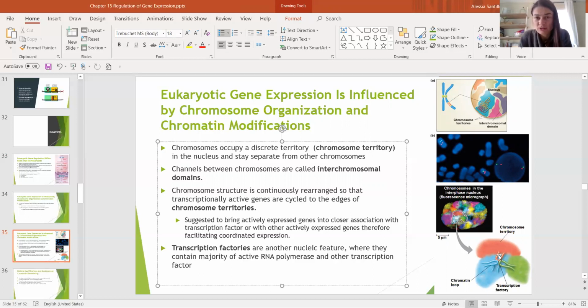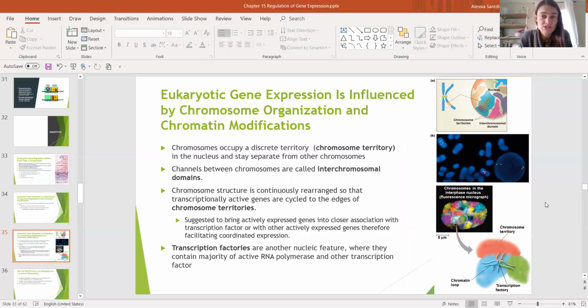there's no other messy DNA coming in the way. It's just that area, the chromatin, that needs to be expressed. The gene needs to be made into the protein. And in this transcription factory, we have all sorts of transcription factors and all the RNA polymerases and all the goods that we need in order for transcription to occur.